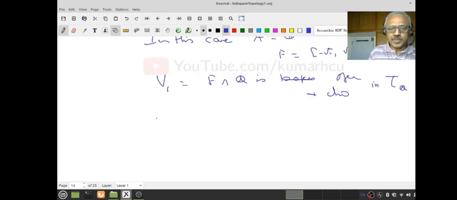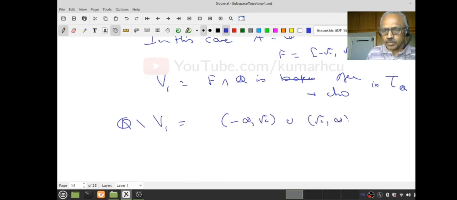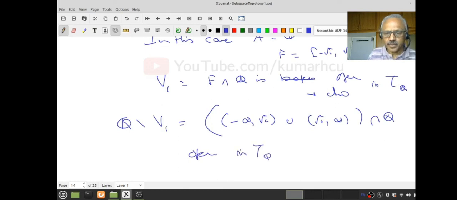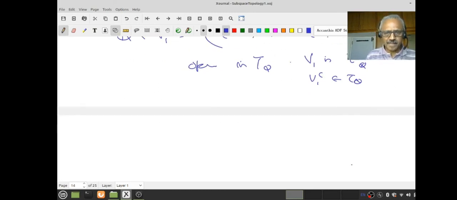Because what is the complement of V1? You can see this is the intersection of minus infinity to square root 2 union square root 2 to infinity with Q. Therefore this is also open in tau Q. Therefore V1 is in tau Q and V1 complement is also in tau Q. Therefore V1 is both open and closed in the subspace topology. Please pause, review, proceed.